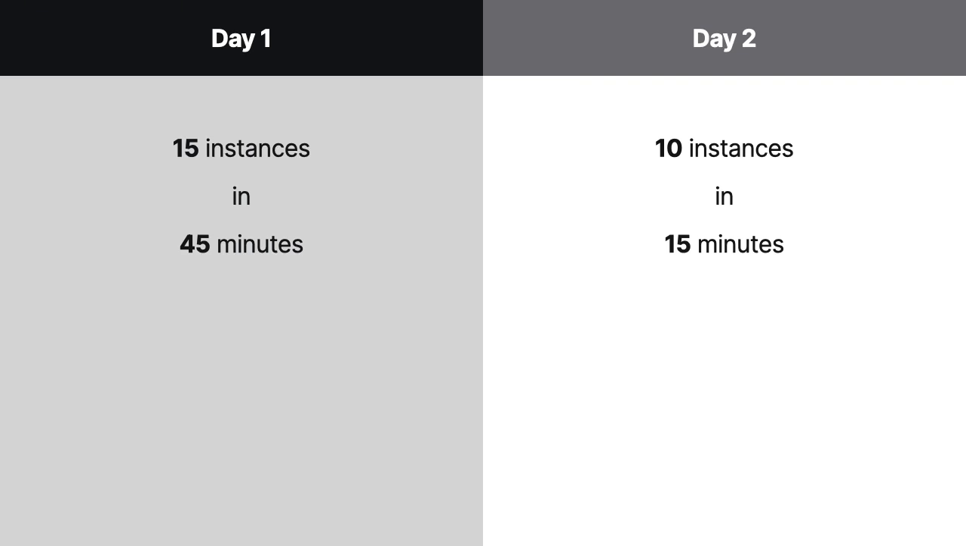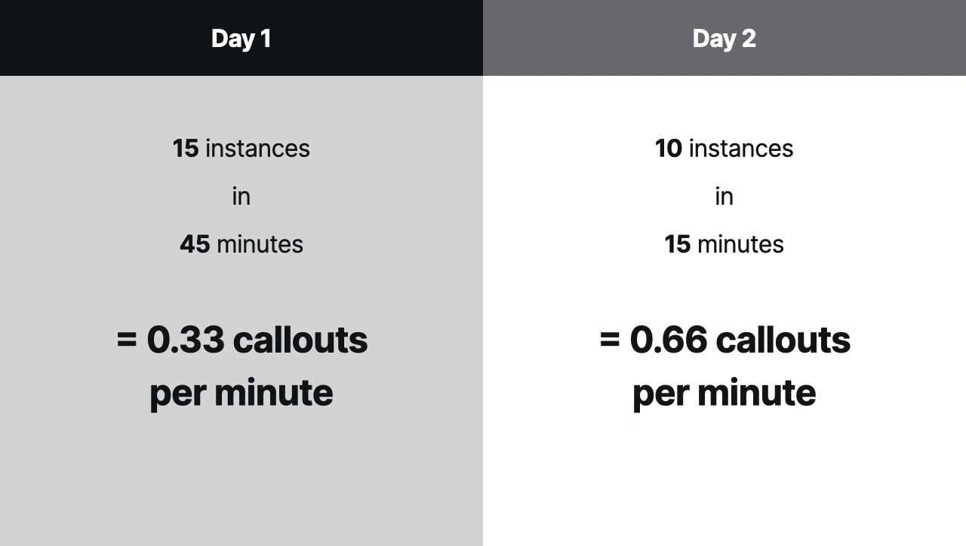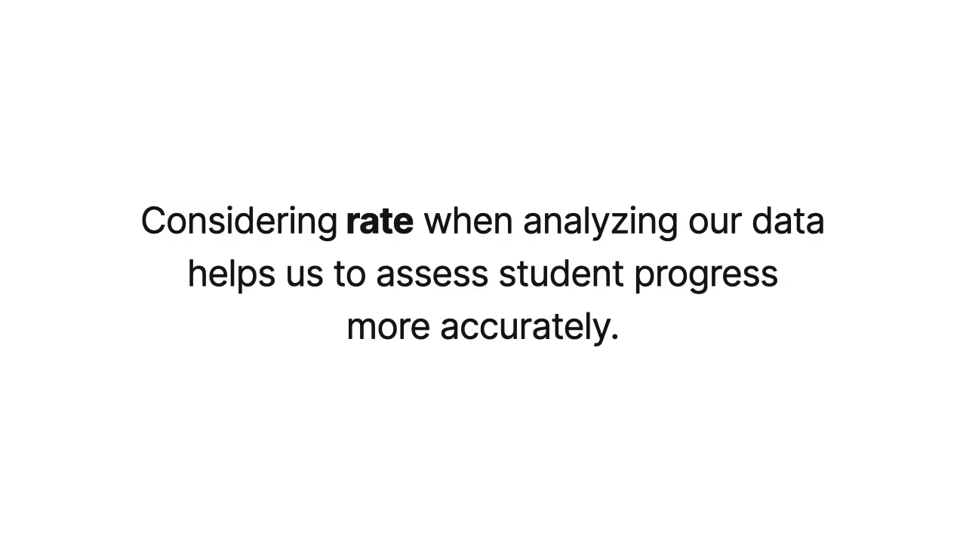So, what we often want to do is report frequency data as a rate. For example, 15 callouts during a 45-minute observation period would be 0.33 callouts per minute, and 10 callouts during a 15-minute observation period would be 0.66 callouts per minute. Considering rate when analyzing our data helps us to assess student progress more accurately, as we're looking at the number of callouts per minute across observation sessions, instead of the frequency of calling out behaviors across observation sessions with different lengths of time. Next, let's talk about duration recording.